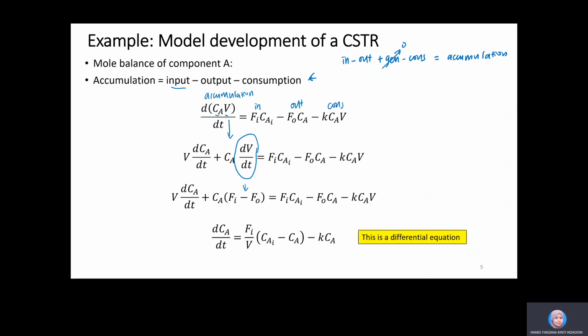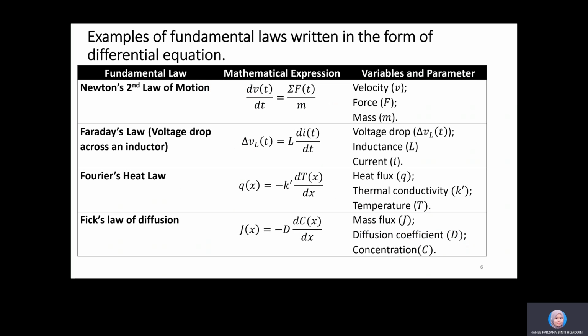So here the goal is to just illustrate to you, give you an example of how we use a differential equation to describe the mass balance of a reactant A in a continuous stirred tank reactor, CSTR. So this is a differential equation, right? Okay, so there are some examples of fundamental laws which you can write in the form of differential equation.